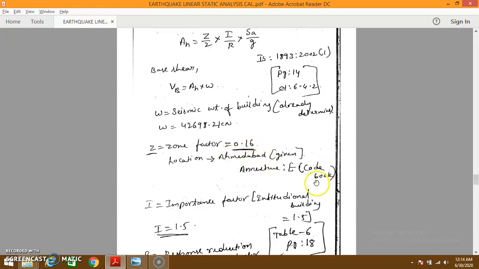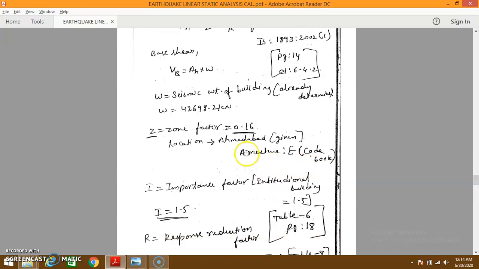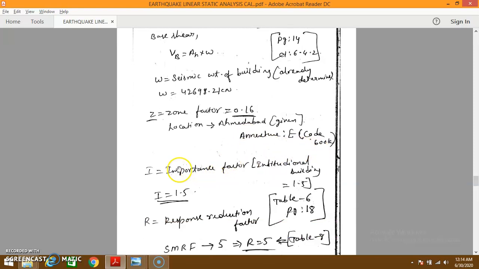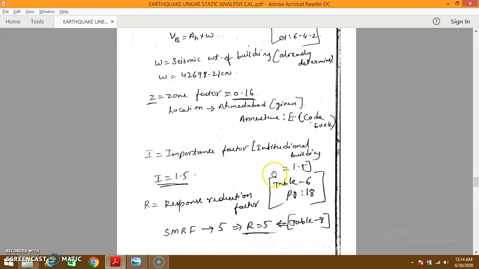It is city wise, as given in the code book. I is the importance factor, important for institutional buildings. This is an institutional building. Hospitals or institutional or any important structures take 1.5. Other normal buildings we take 1.